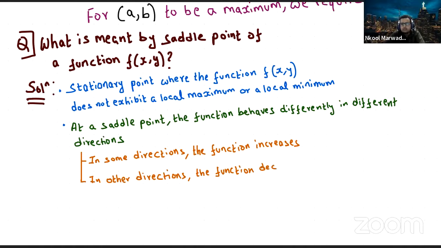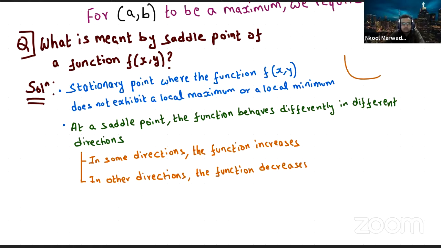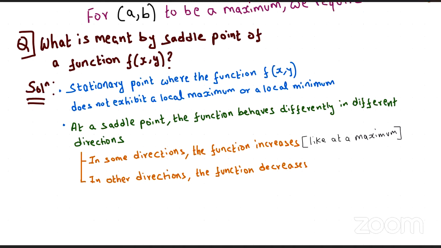Now we know that at maxima, the function increases and becomes stationary, and at minima the function decreases and becomes stationary. So here we can add one more point. In some directions the function increases, like at a maximum. In other directions the function decreases, like at a minimum.